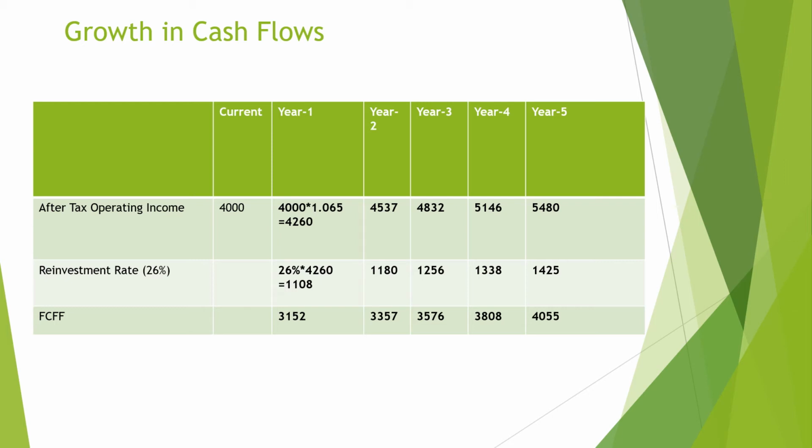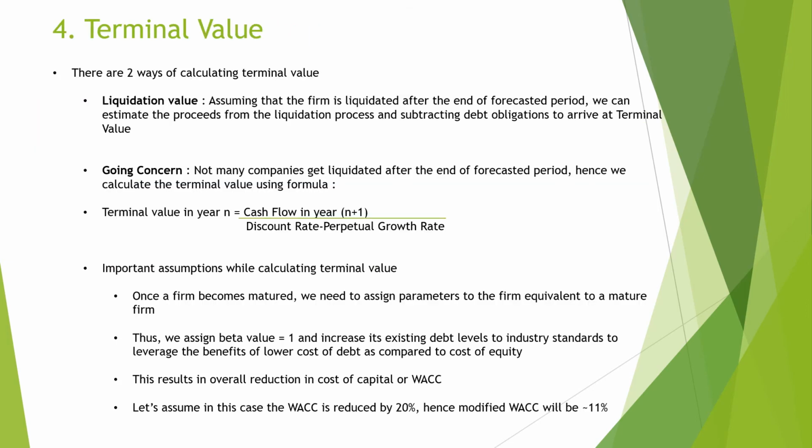Likewise, we do this for, in this example, 5 years, and we are assuming that after 5 years the company matures, and then we'll try to calculate the terminal value after 5 years. So that is how we calculate the free cash flow to the firm till the required period, right? And at the last, we arrive at the terminal value concept.